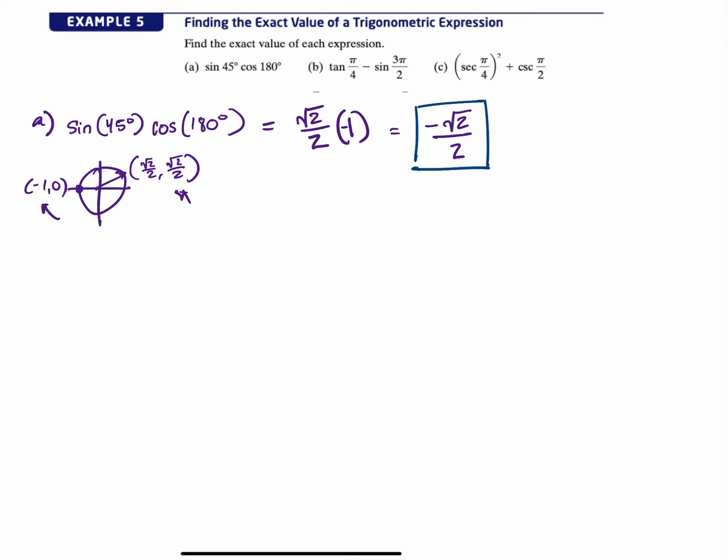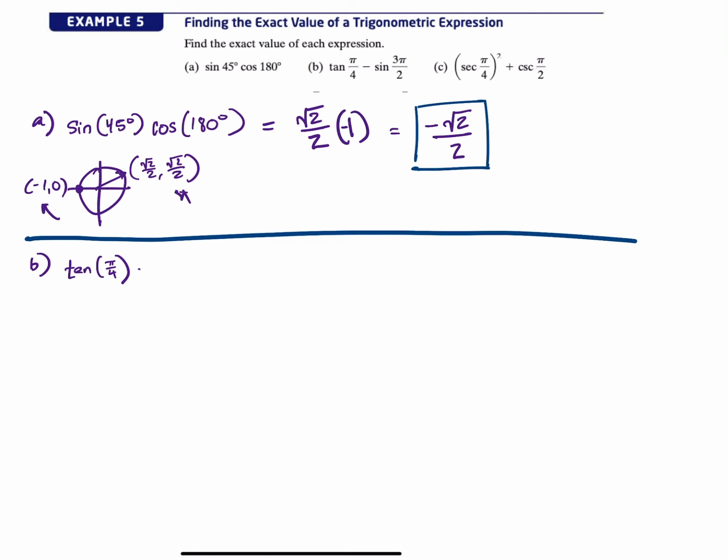All right, let's look at part B. We're given the tangent of pi over 4 minus the sine of 3 pi over 2. So we're thinking about pi over 4 and 3 pi over 2. Well, let's draw another little sketch. Pi over 4, we just said earlier, was root 2 over 2, root 2 over 2. And 3 pi over 2 is down here at the bottom, so 0, comma, negative 1.